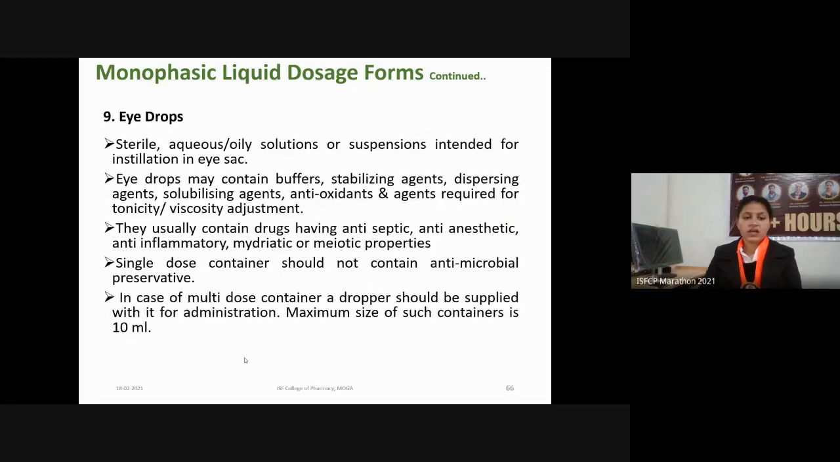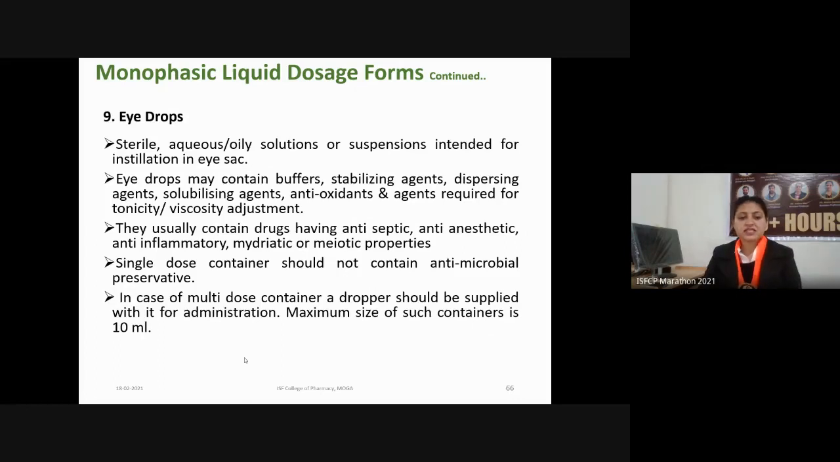My next preparation is eye drops. Eye drops are the sterile, aqueous, oily solutions or suspensions intended for instillation in the eye sac. Eye drops may contain buffers, stabilizing agents, dispersing agents, solubilizing agents, antioxidants, and the agents required for tonicity and viscosity adjustments. They usually contain drugs having antiseptic, anesthetic, anti-inflammatory, and miotic properties.